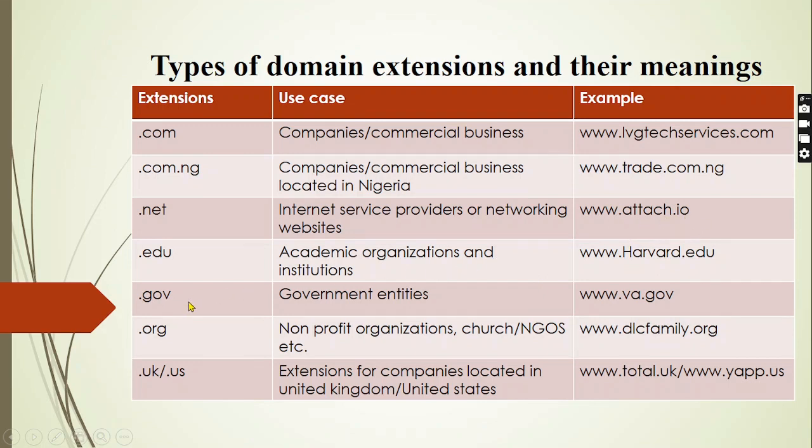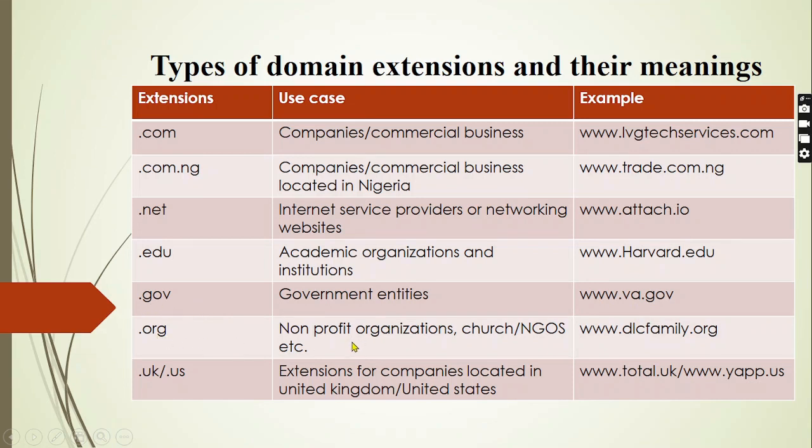Then we have .gov. This is for government entities, either the Nigerian government, Canadian government, or UK government. Most government agencies would always have .gov. They can have their local extensions, like in the US you can have va.gov.us, or va.gov.co.uk, or the rest of the government extensions. But generally, government entities and government websites usually have .gov.